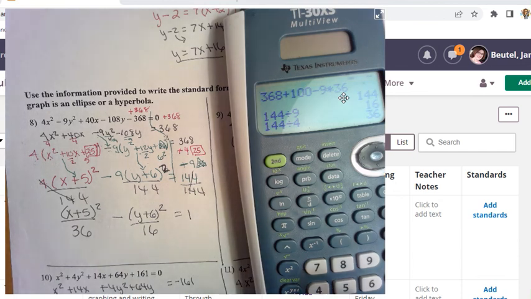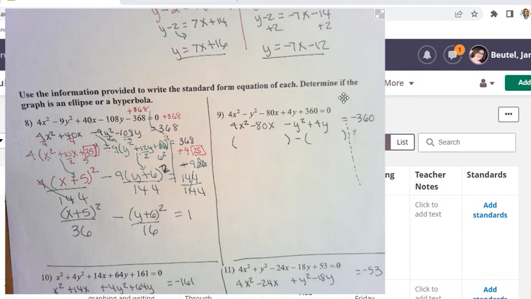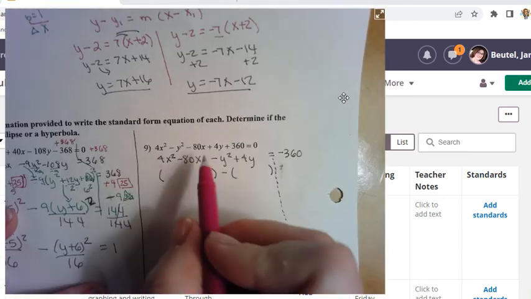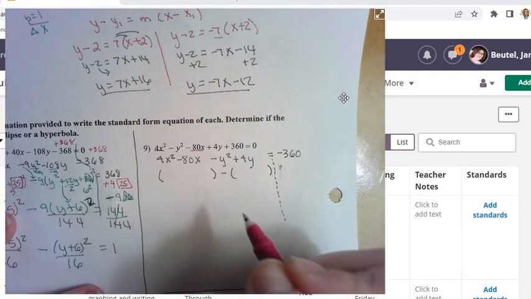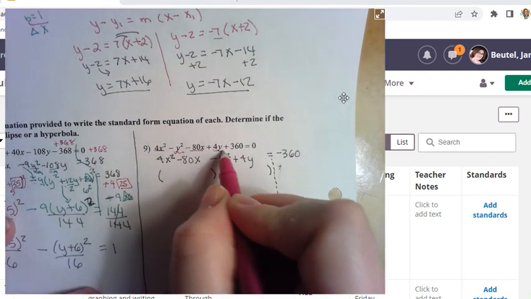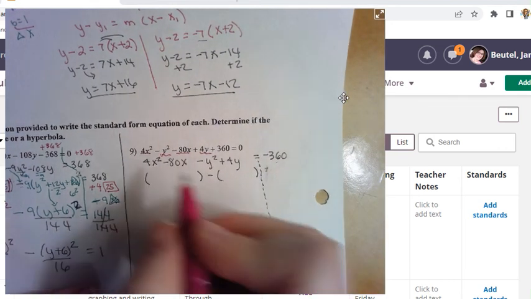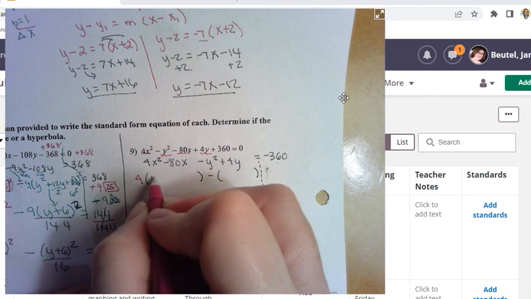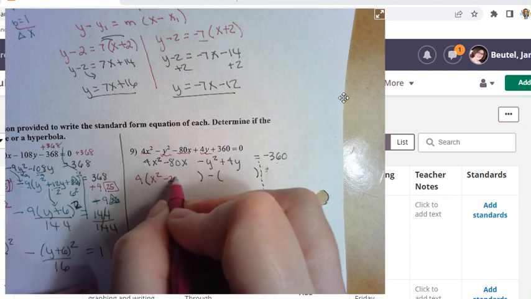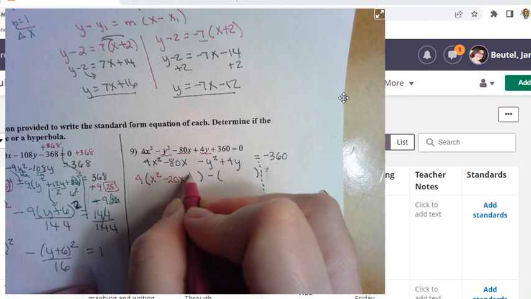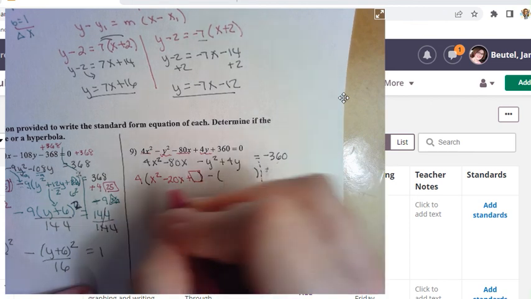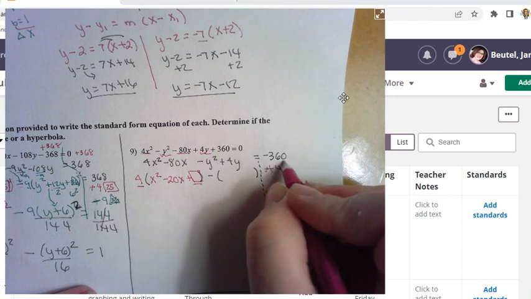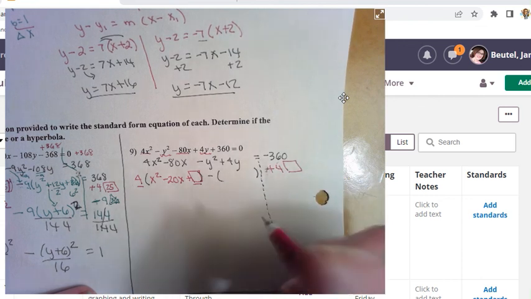All right, so I am at 4 minutes. Let's do one more. So I have this one set up, ready to go. I just grabbed my x's together and got the y's together and moved the 360. So I'm going to factor out the 4. Now what would go in here? x squared minus 20x plus some box. So I've got a 4 in a box plus 4 whatever's in the box.